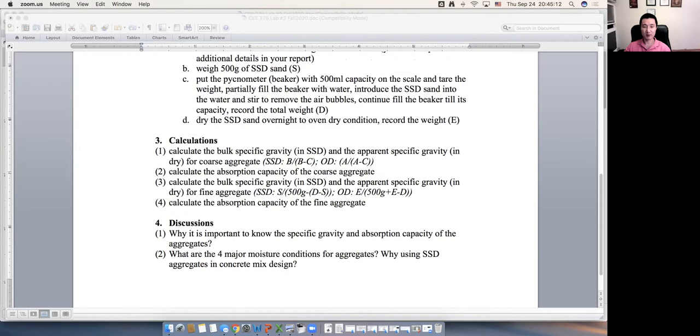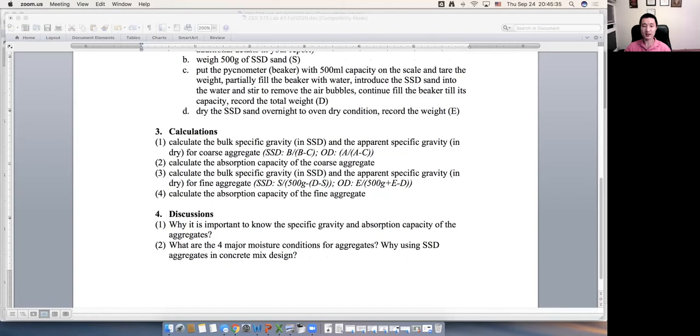These are some of the questions we need to discuss in your lab report. Why is it important to know the specific gravity and absorption capacity of the aggregate? We need this information so we can do our concrete mix design. Without it, we cannot do the mix design.